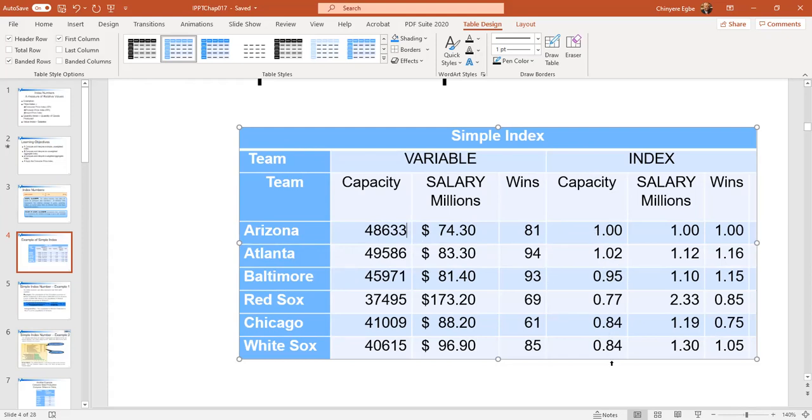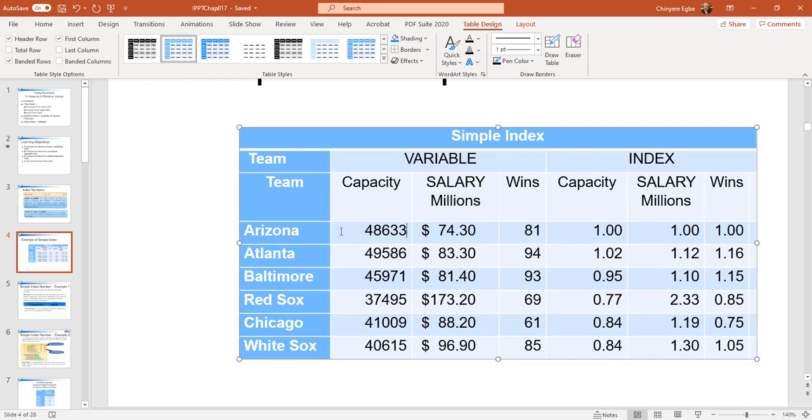So what it is simply saying is, what is the capacity of these stadiums compared to Arizona? So Atlanta is 1.02 or 102% of Arizona, while Baltimore is 95% of Arizona, and Red Sox is 77% of Arizona. That's what we're saying. Now we look at the number of wins, okay?